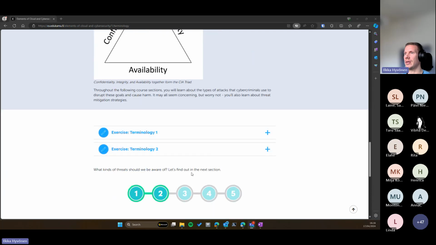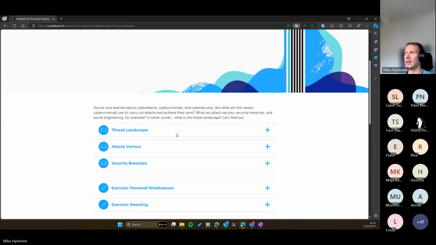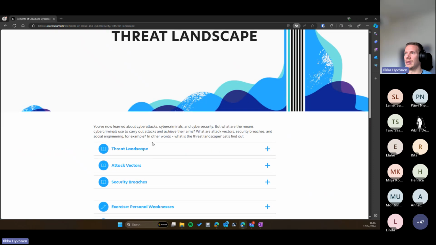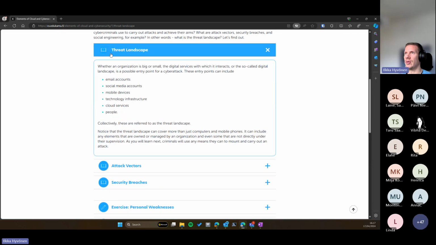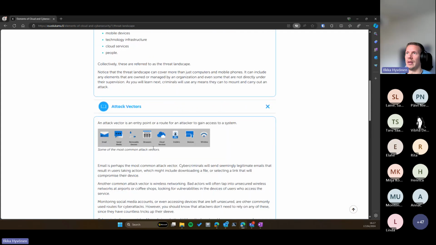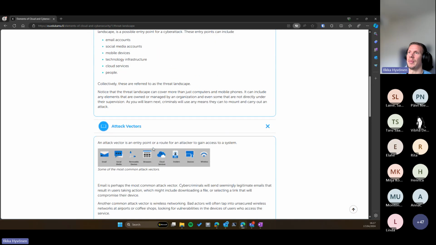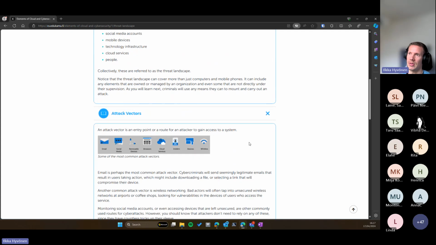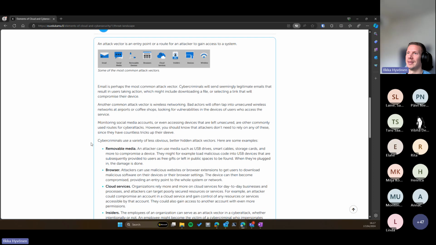And there are also some exercises related to these, but let's skip them for now, but it might be useful to read those to memorize things better. And continuing with the basic terminology, it's important to understand the concept of threat landscape and that there are different attack vectors. Maybe they sound a bit complicated, but I think the concepts themselves are quite simple. So an attack vector would be an entry point or a route for an attacker to gain access to a system. So in a way, the concept is quite simple, even though the word is a bit complex sounding.